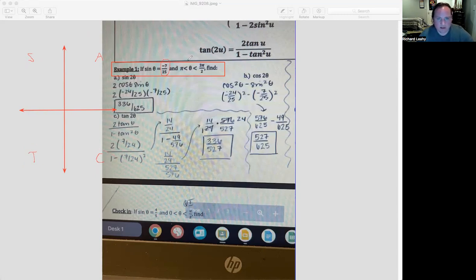So then we look at this extra information. It says from pi to 3 pi over 2. So that means from 180 to 270. So here is pi, 3 pi over 2. So this one is in the third quadrant. Once you know the quadrant, you draw a little picture. Don't worry too much about the scale or anything.